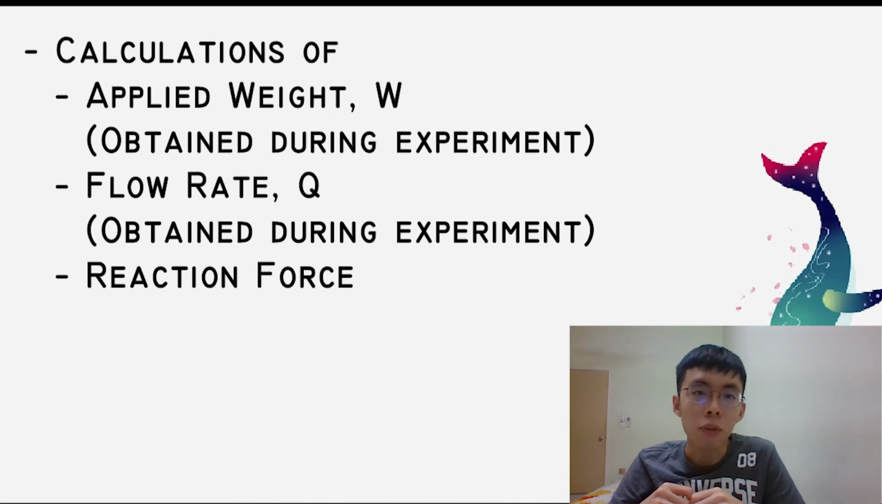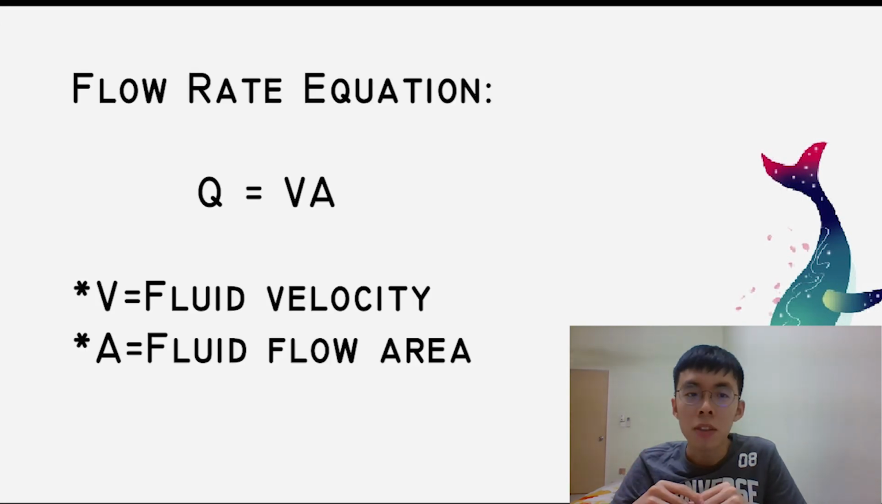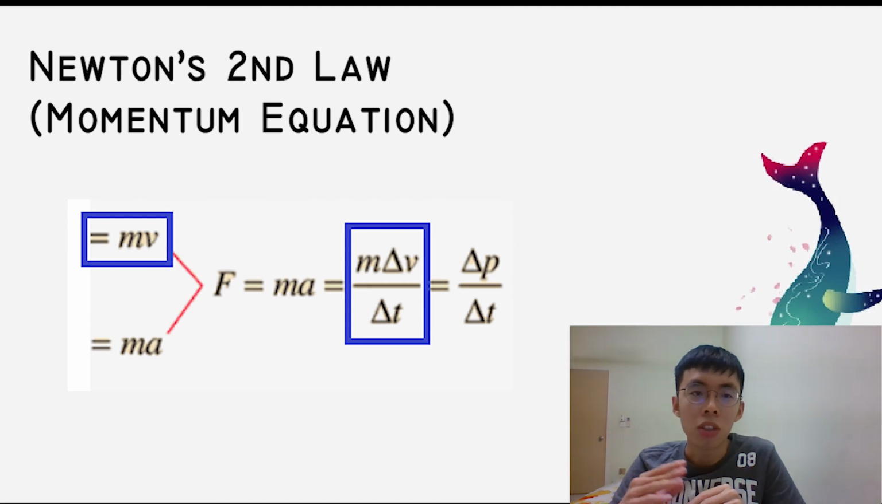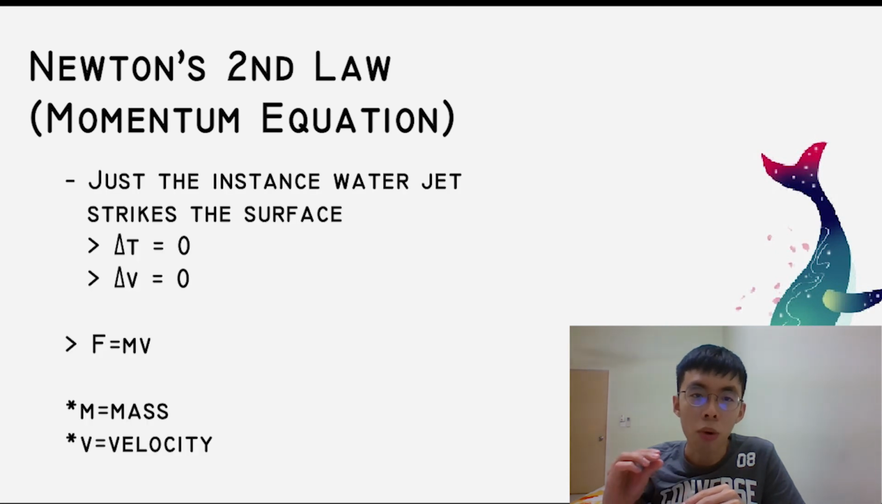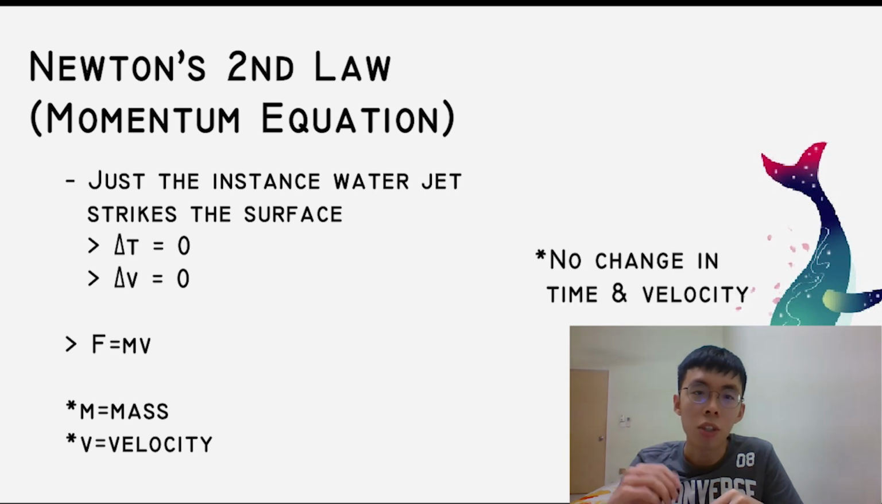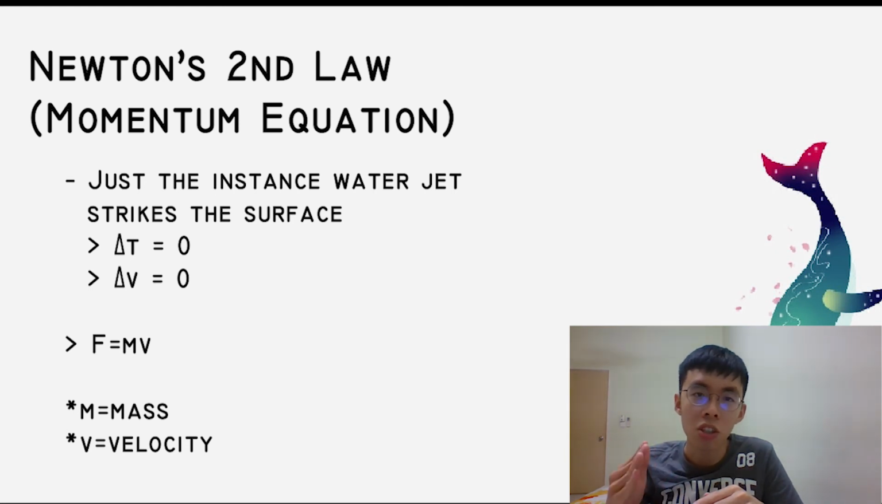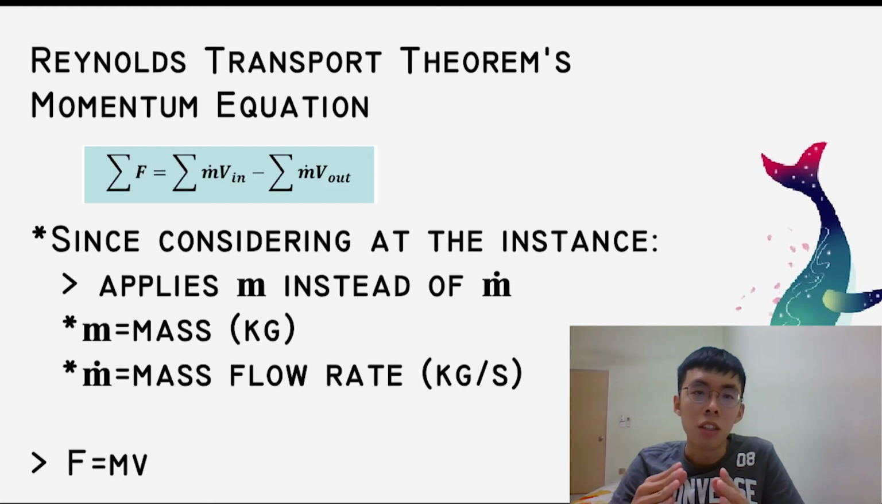The applied weight and flow rate would be measured during the experiment, and since we have the flow area of the fluid, we can calculate fluid velocity using the flow rate equation. Then we can apply Newton's second law in the form of the momentum equation. If we are considering just the point at which the jet strikes the surface, there will be no change in time, leaving us to find the reaction force at that instant using the equation F equals mv. This even corresponds with the Reynolds transport theorem's momentum equation.